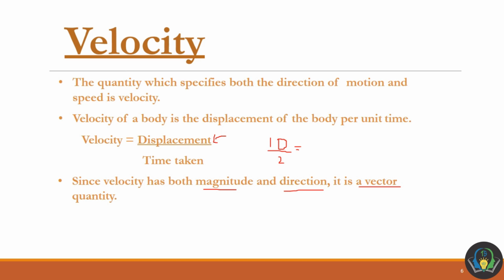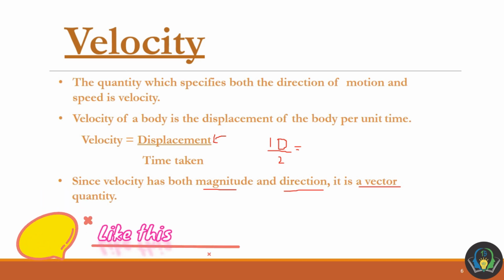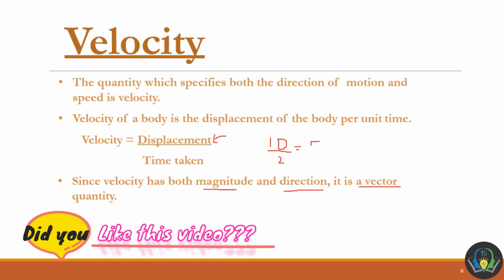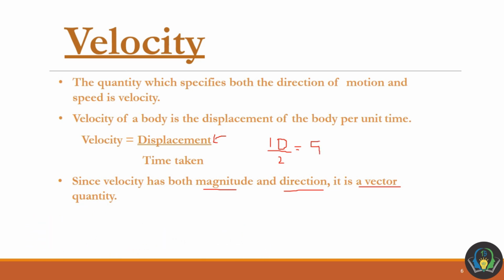Okay, so we move ahead with the next thing, and let me just finish writing this. It will be 5 meter per second. Now velocity of a body is displacement of the body per unit time. This is the definition of the whole term velocity. So moving further, I hope I am clear till now.